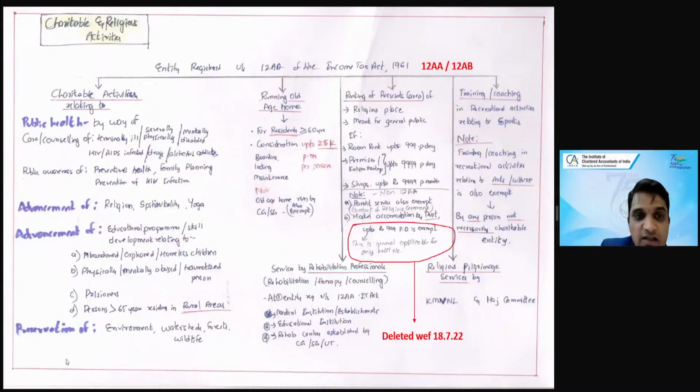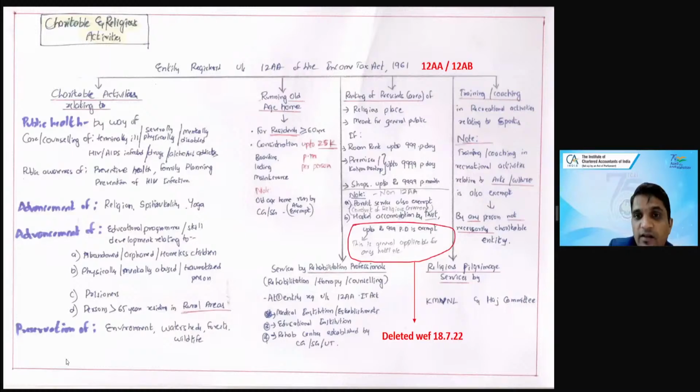So here it is 60 years for running an old age home, but for advancement of skill development and educational programs, the limit is 65 years and it should be in a rural area. That is very important. Then we saw renting of premises up to 999 rupees per day, if it is a room or a marriage hall or a Kalyan Mandapam. And if you're letting out a shop, it is 9,999 rupees per month. So this is what will be exempted.